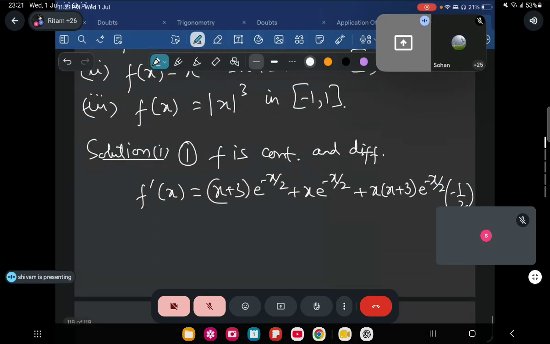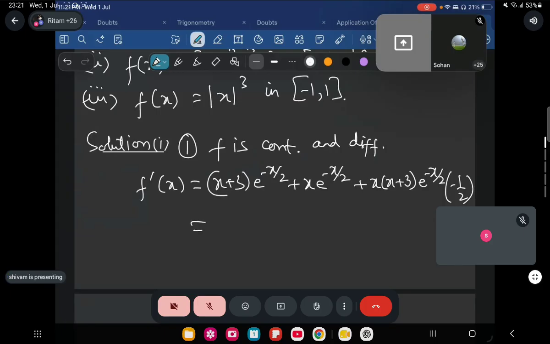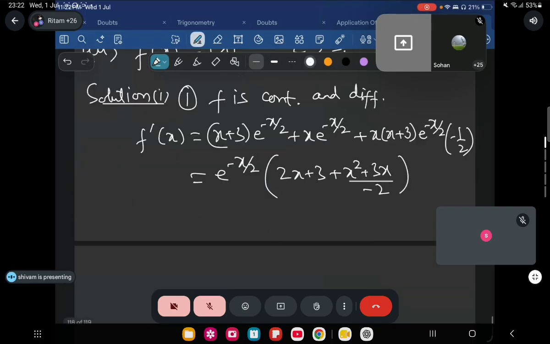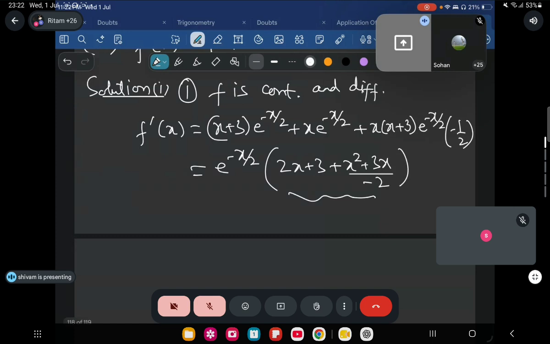Next, let us simplify. From here, taking e to the power minus x by 2 common, within brackets we are getting x plus 3 plus x, 2x plus 3, plus x square plus 3x by minus 2. Okay. So over here, we might get C of Rolle's. So let us solve this quadratic. Putting it equal to 0, we'll get 2x plus 3 minus (x square plus 3x) divided by 2. This will be equal to 0.